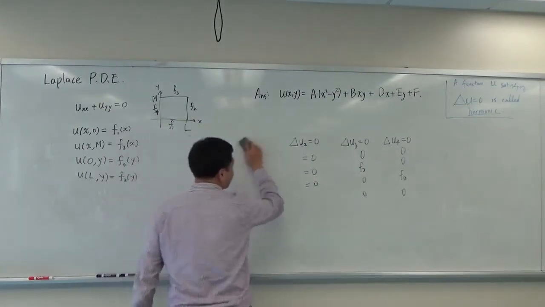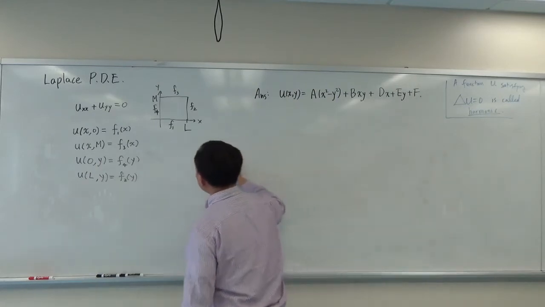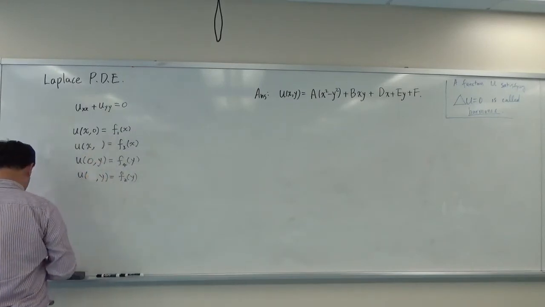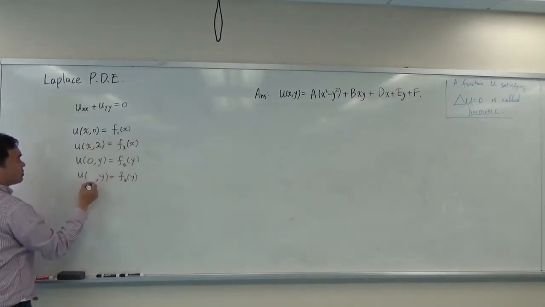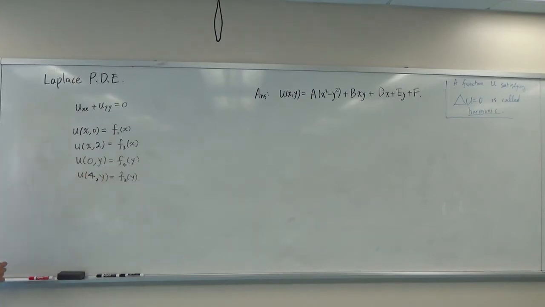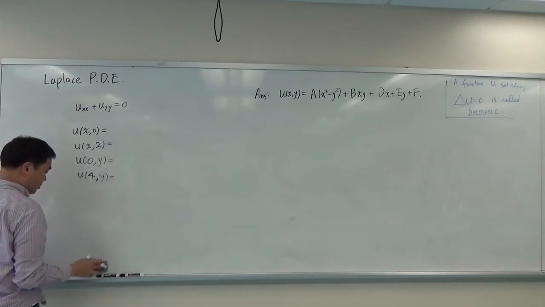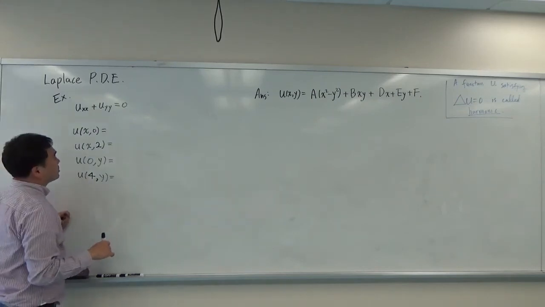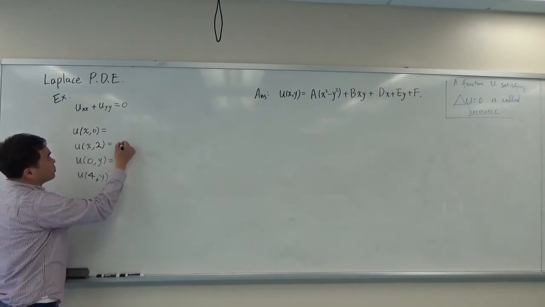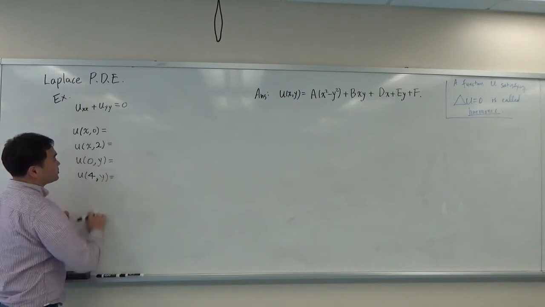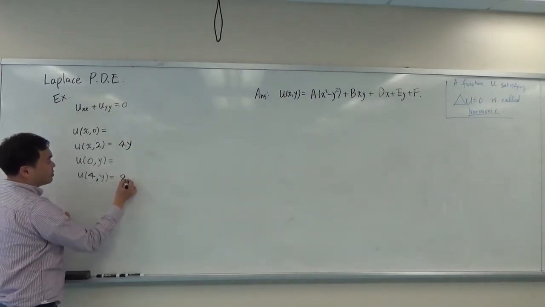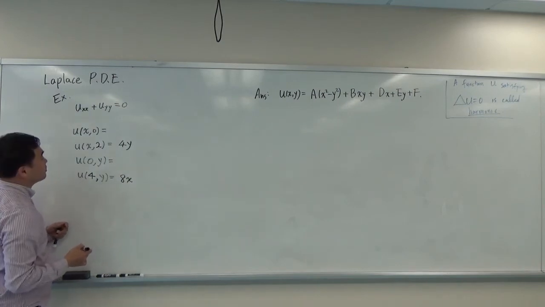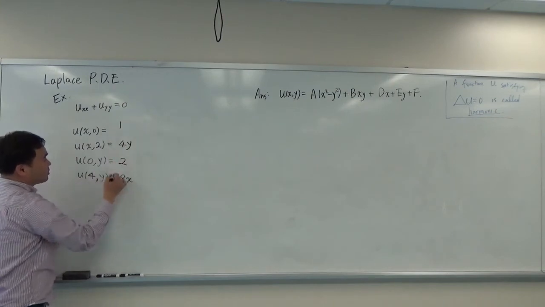So knowing that, let's now come up with the specific problem. And let me put something like one side as 2, the other side as 4. And for these functions, so here's an example. So let's say this one is 4y, and this one is 8x. Okay. And then I'm going to put 1 and 2. Whew, that looks really hard.